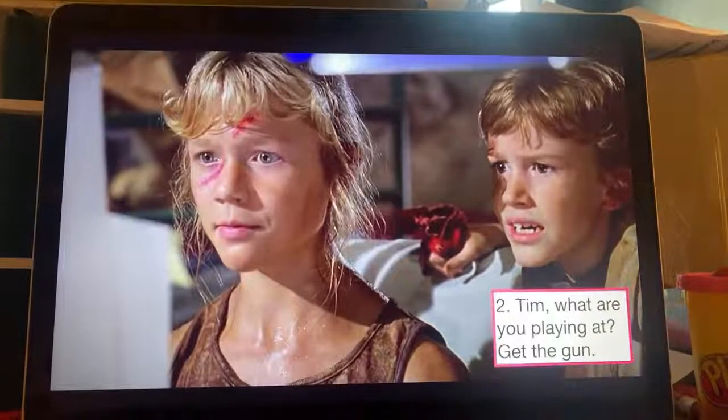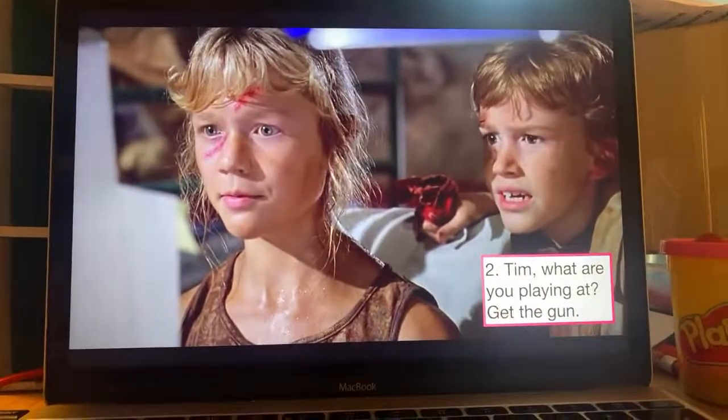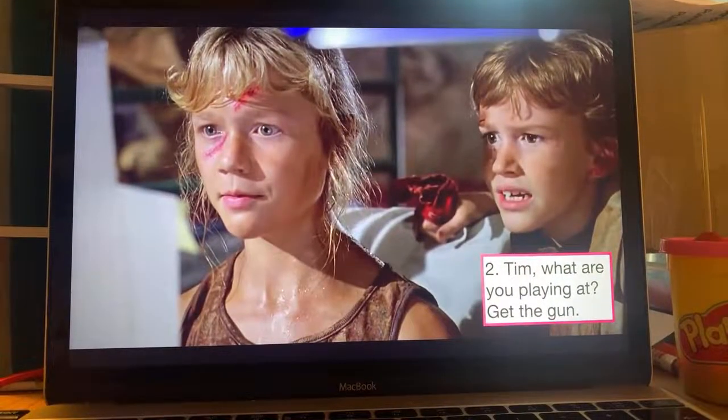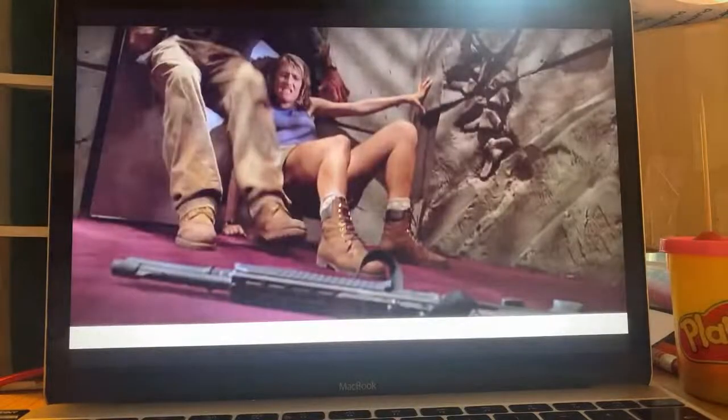The storytelling problem is, Tim, mate, what are you playing at? Just go and get the gun. I understand you've been through a lot, you've had an electric shock, but you can still walk. Just go and get the gun. Problem solved. So Tim's the problem when it comes to storytelling.